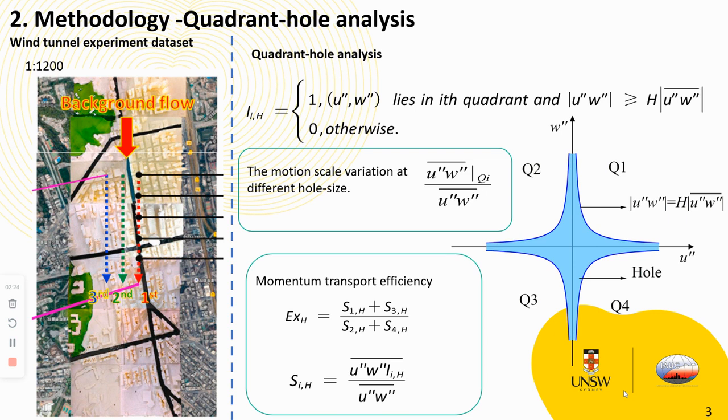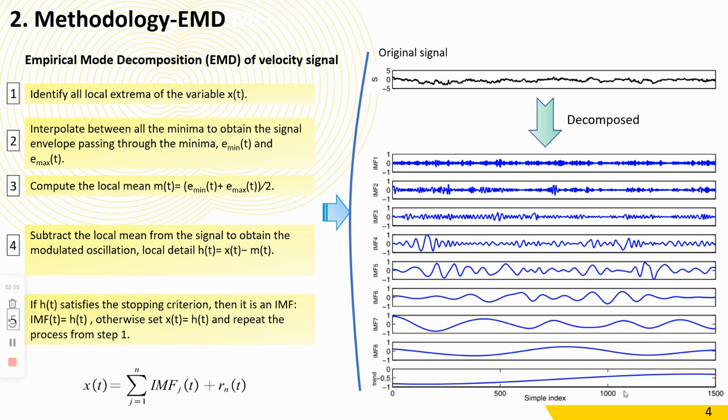And then we use quadrant analysis to investigate the turbulence motion scale, because we know that Q2 and Q4, sweep and ejection, dominate the turbulence in the roughness sublayer. So in this part, we calculate the momentum transport efficiency for each quadrant, and then we use empirical mode decomposition of the velocity signal.